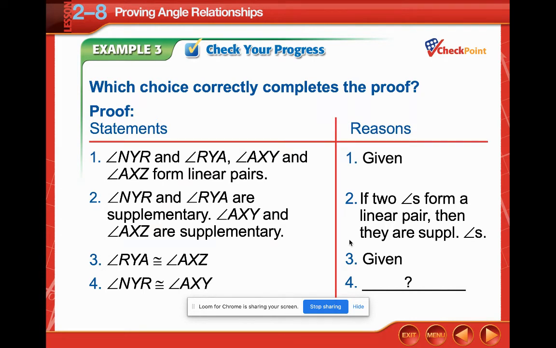Wow. So we're given NYR and RYA and AXY and AXZ form linear pairs. NYR and RYA are supplementary. Okay. AXY and AXZ are supplementary, right? We're also given that RYA is congruent to AXZ. But what are we missing? What are we missing? Let's find out.